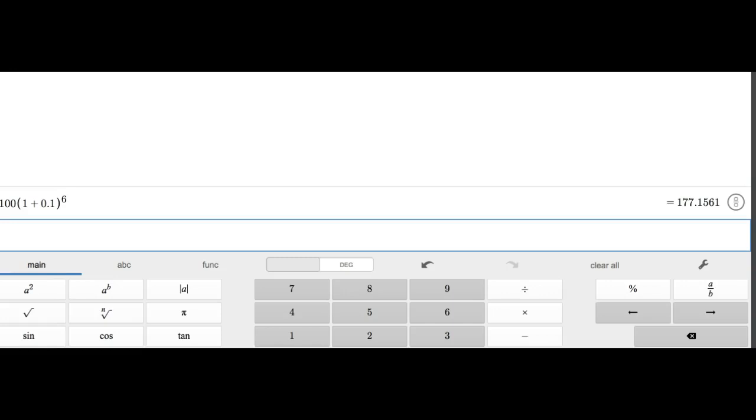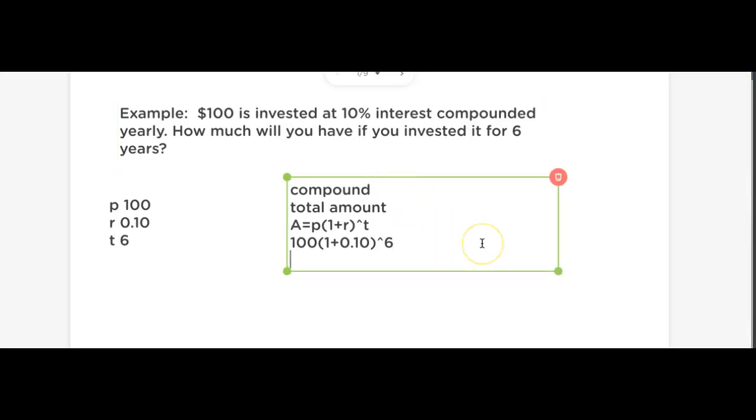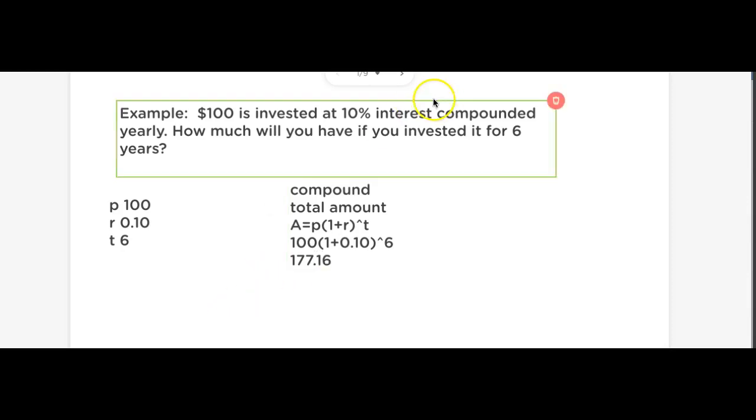$177.16. Let's go back to Class Kick. And so my answer was $177.16. And it's not showing up. $177.16. Let's look at another example.